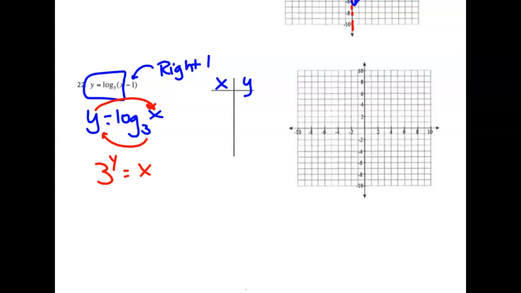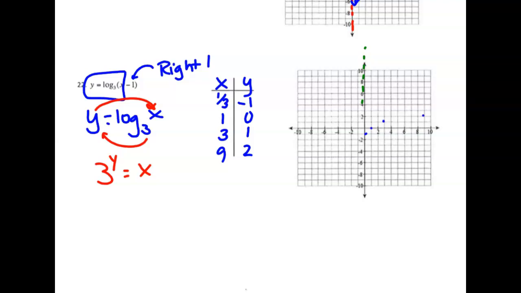And let's pick our same y values, -1, 0, 1, 2. 3 to the -1 would be 1/3. 3 to the 0 is 1. 3 to the first is 3. And 3 squared would be 9. So plotting those points, (1/3, -1), (1, 0), (3, 1), and (9, 2). And then our asymptote would be right at the y-axis here again, at 0.